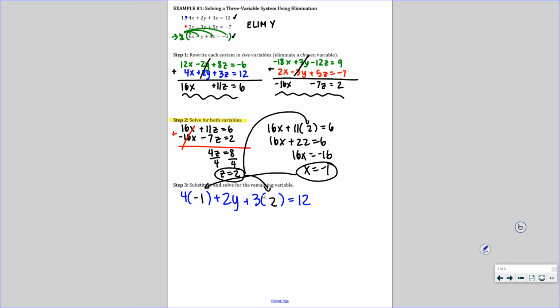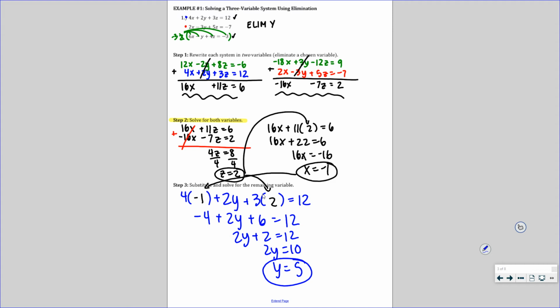Okay, let's do some math here. -4 plus 2y plus 6 equals 12. 2y plus 2 equals 12. Y is 5. Was that fun? Okay, we're not done though.